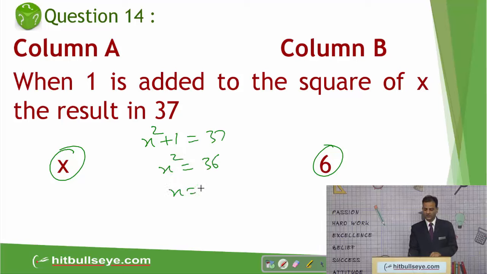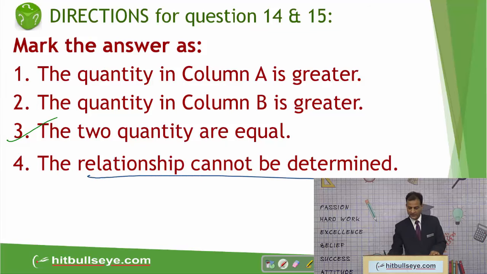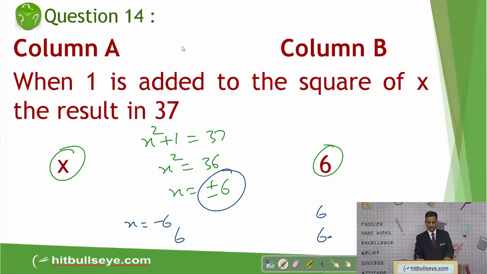Now, if I take X as minus 6, and here it is 6, then column A is less, because minus 6 is less than 6. And if I take 6, then both are the same. Again, ambiguity is there. So the answer is that the relationship cannot be determined for this question. So the answer for this question is the fourth option.